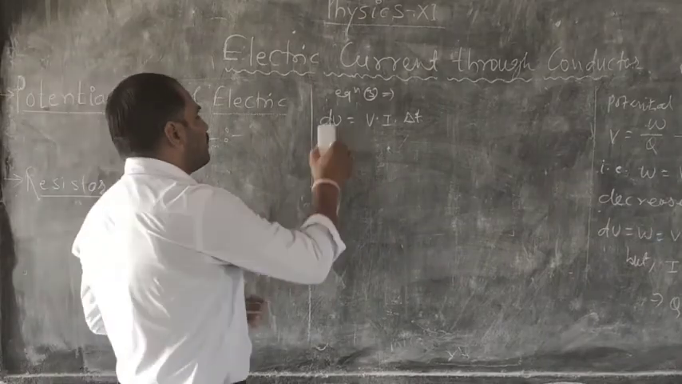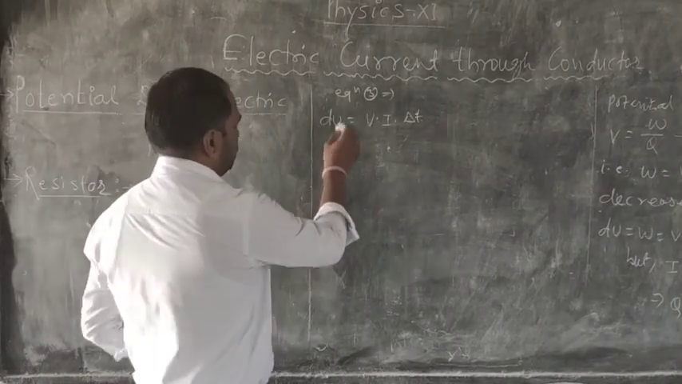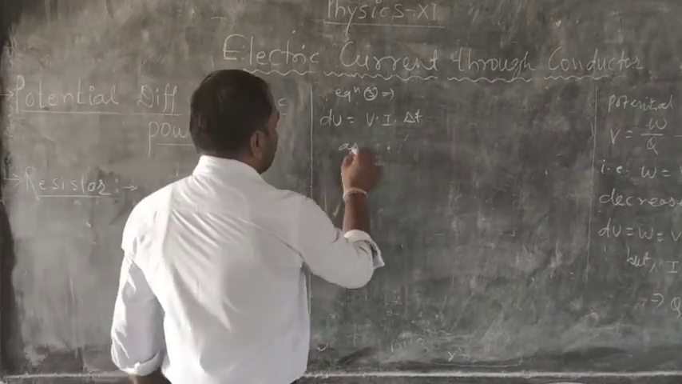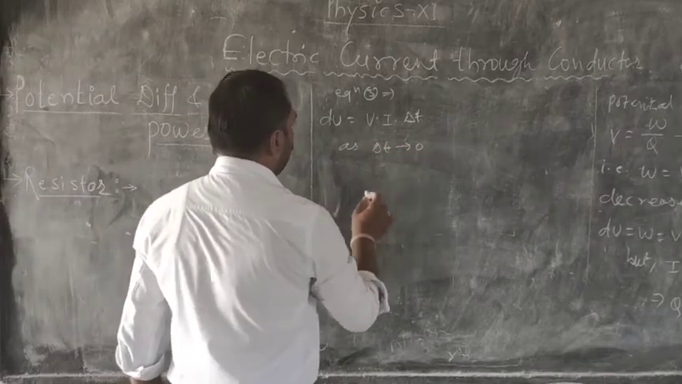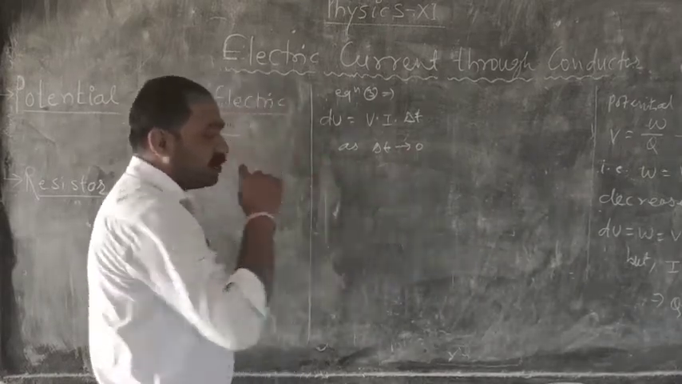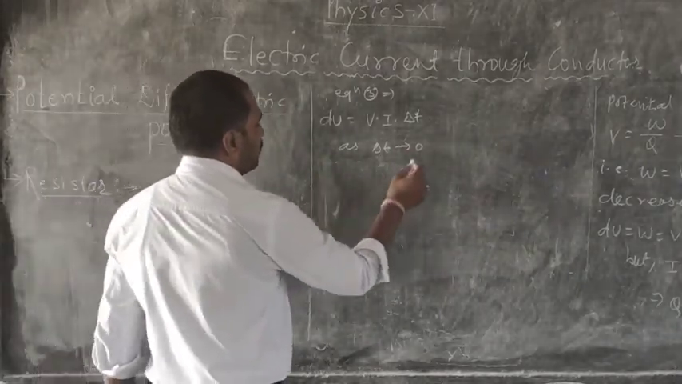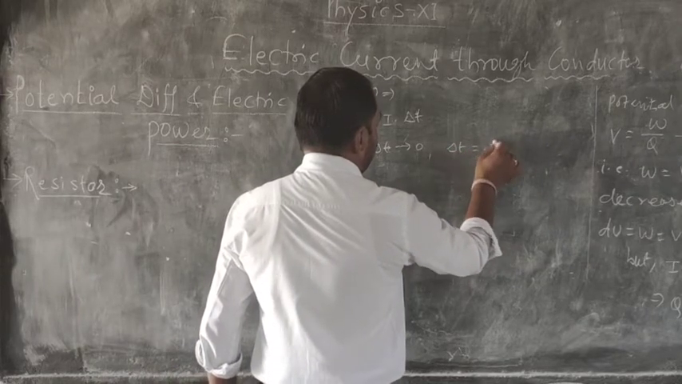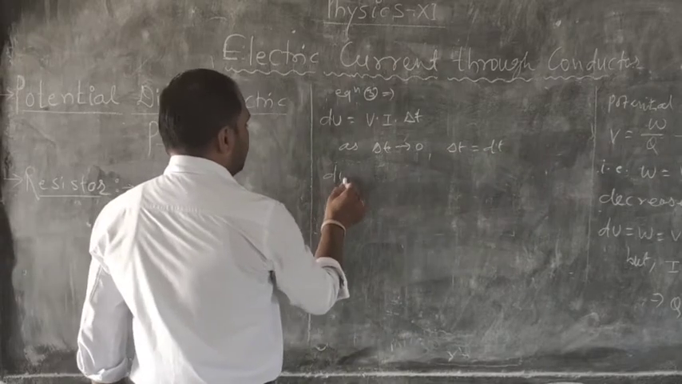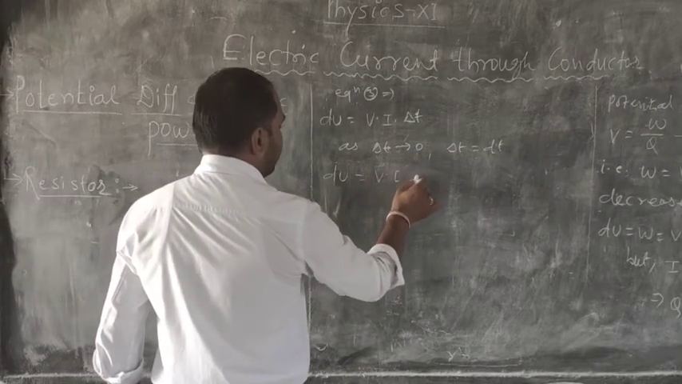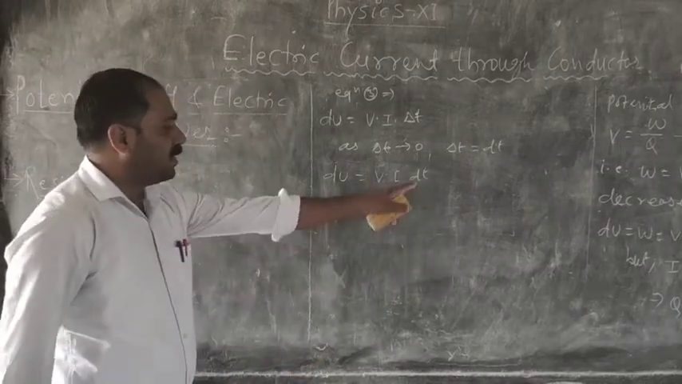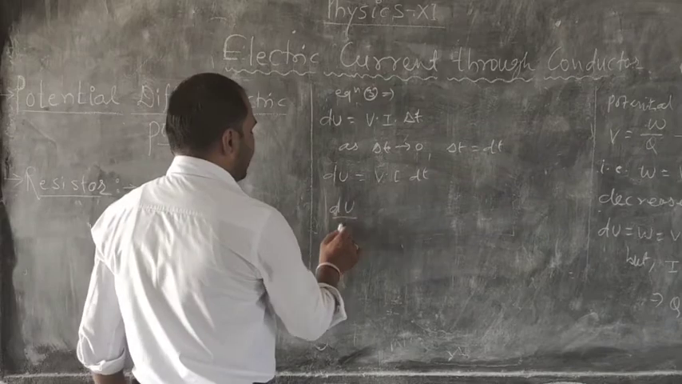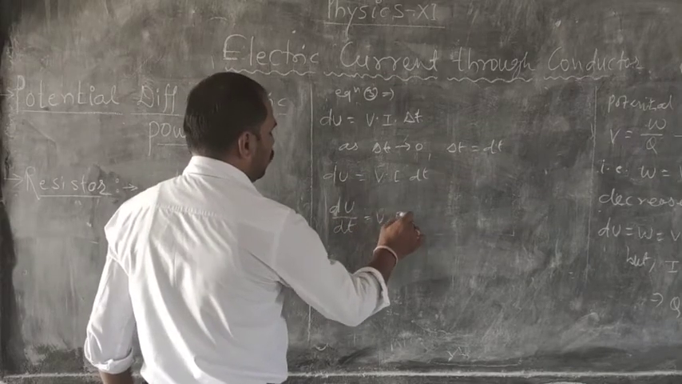So this is the amount of the potential energy. But here as delta T tends to 0, we can write delta T is equal to dt. So here dU is equal to V into I into dt. Therefore dt can be taken on the left hand side. Therefore here dU upon dt is equal to V into I.